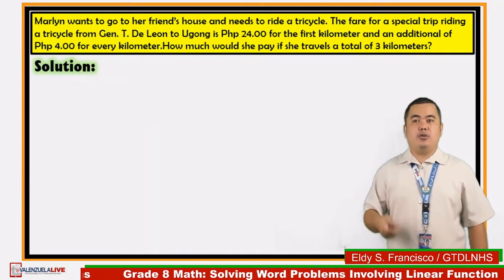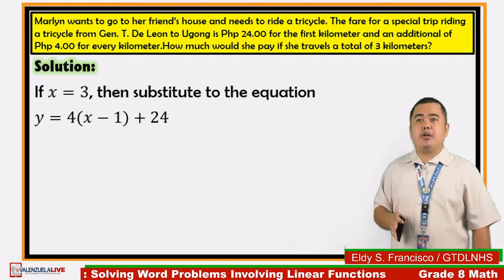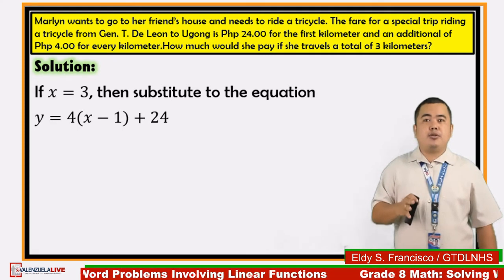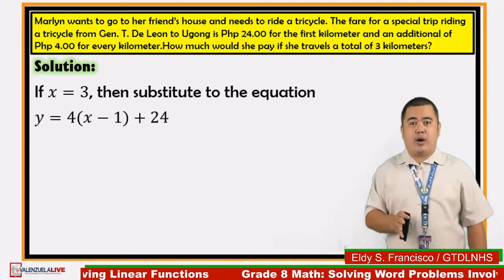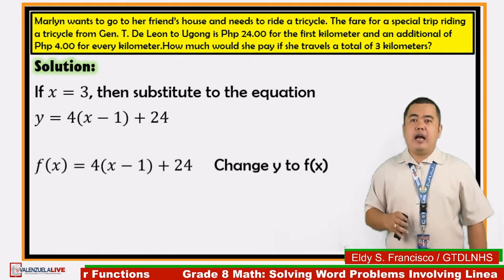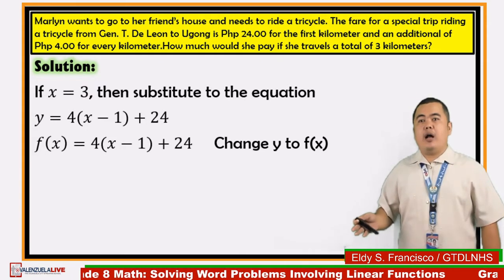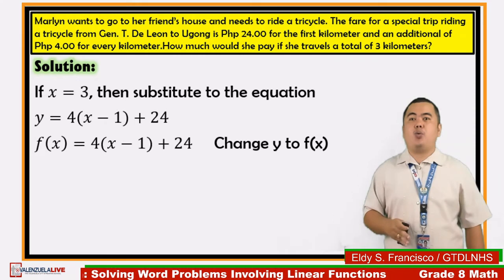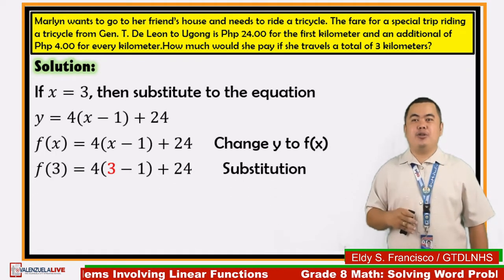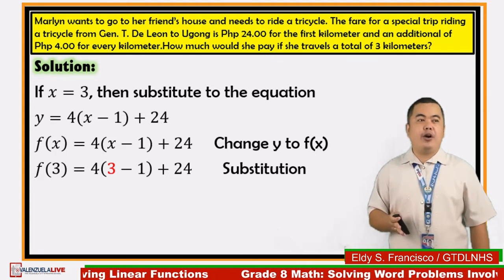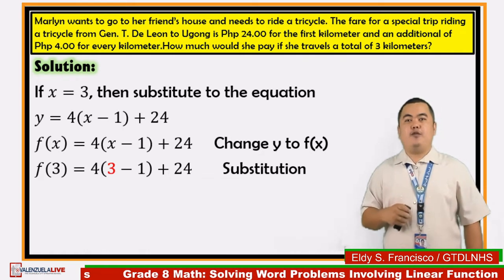Okay, next is solution. So, if she travels a total of 3 kilometers, so x equals 3, then substitute to the equation y equals 4 times quantity x minus 1 plus 24. Now, let us first change y to f of x again. So, f of x equals 4 times quantity x minus 1 plus 24. Next is substitution. F of 3 equals 4 times quantity 3 minus 1 plus 24.